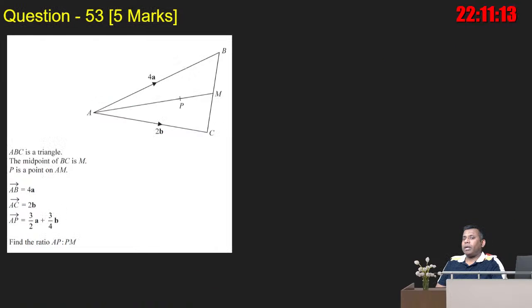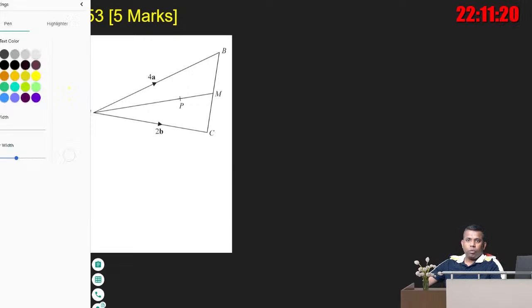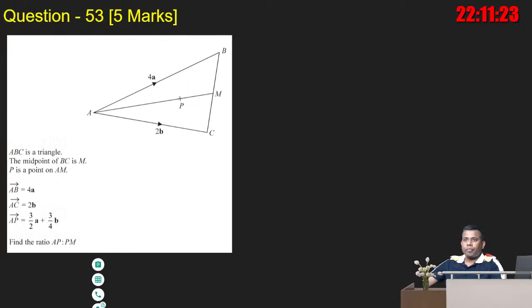Now question number 53, we are going to go for question number 53. First read the question. What is this all about? There's a triangle ABC. You can see that M is the midpoint of BC. Midpoint means quickly mark the midpoint, so BM equals MC. Now P is a point on AM. We don't know what the ratio is.